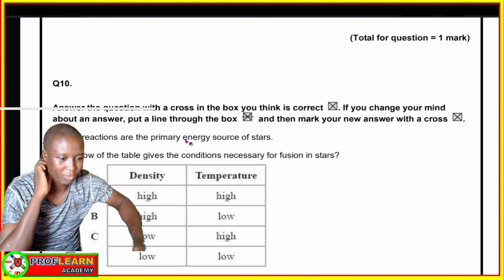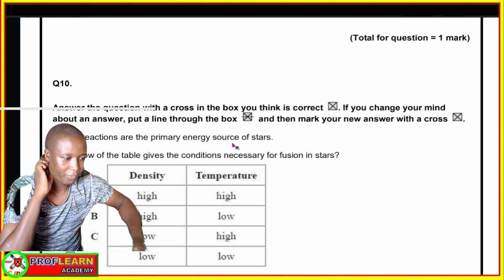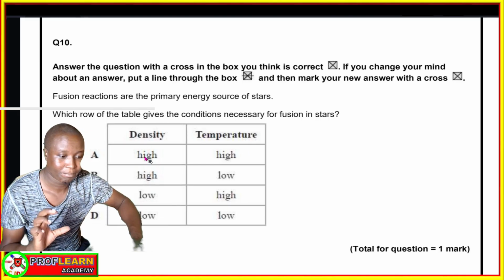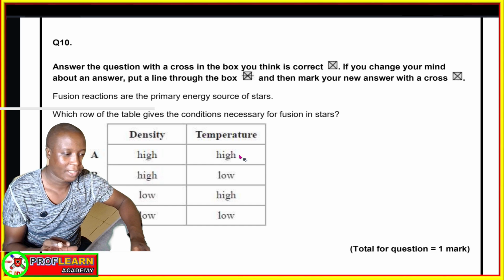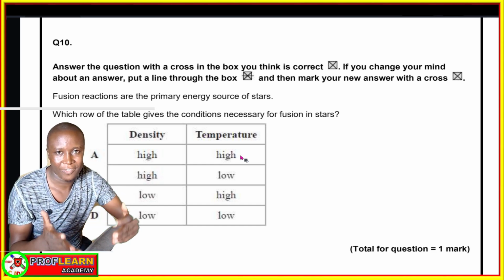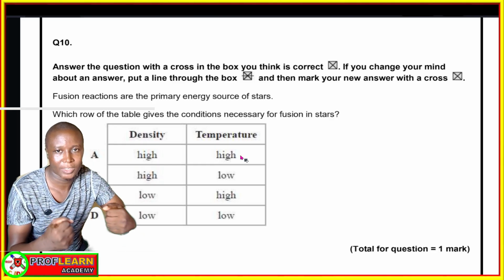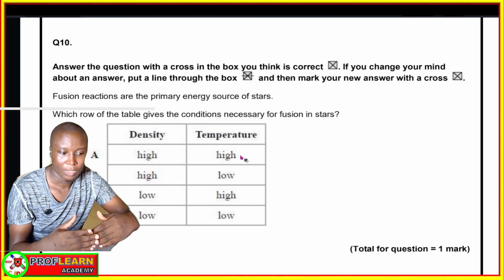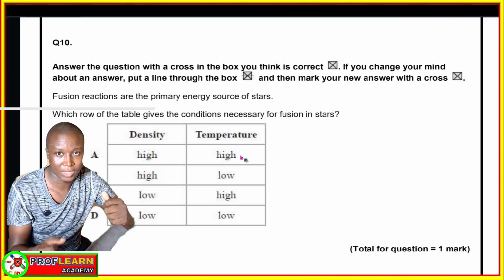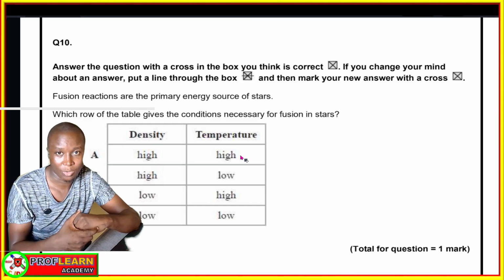Lastly, we have question number 10. For fusion, we have to ensure that we have high density and high temperature. High temperature is for the molecules to have high kinetic energy to increase chances of collision, and high density is to ensure that the particles are a bit packed, so that there are high chances of the nuclei colliding.